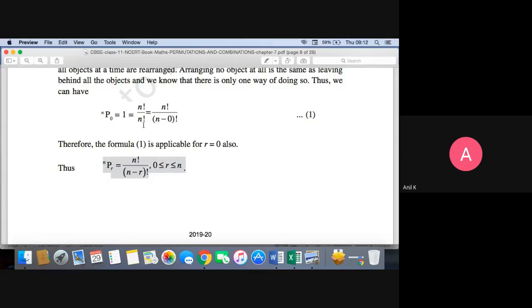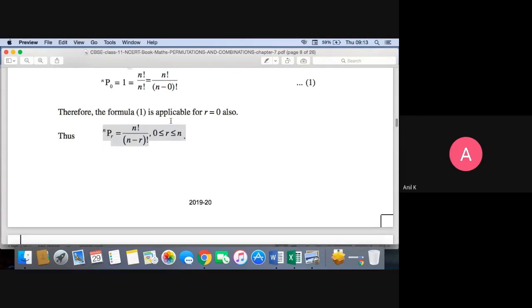If it is nPn, then I'll get n factorial upon n minus n factorial. N minus n is 0 factorial. We consider 0 factorial as 1. So nPn value is always n factorial, because out of n objects, you are taking all the objects.